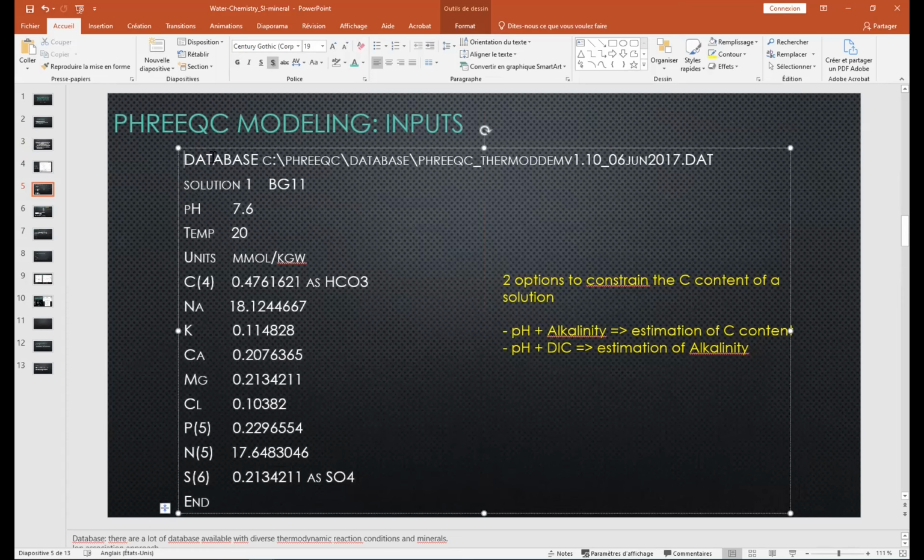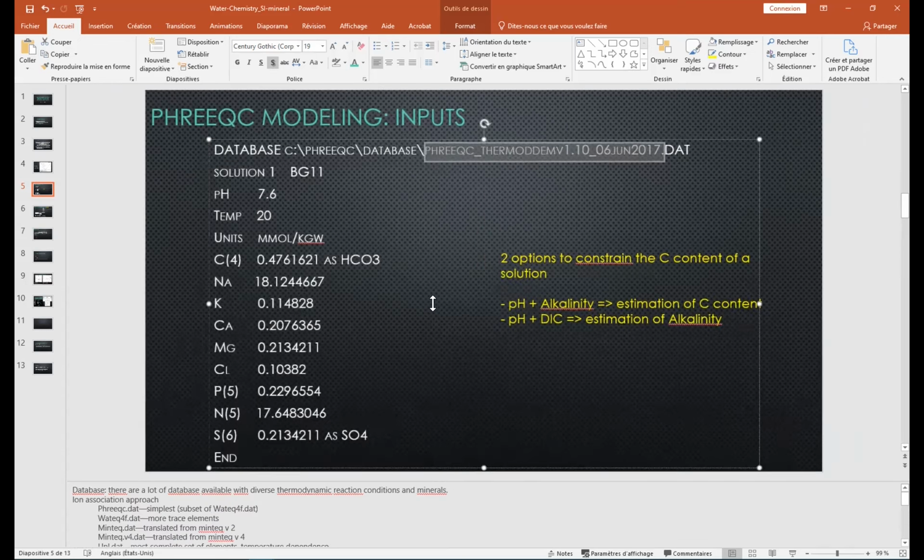So PHREEQC needs a database. In your database, you will have all the reactions used to calculate the speciation of your solution and most of the minerals existing in most of the systems. There are different databases available. It depends what you want to do. The one which is here is for me the most complete one. But you have specific ones.